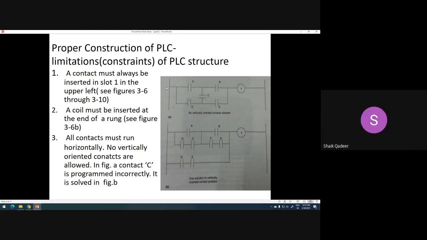Yes, sir. First rule. The second rule says that a coil must be inserted at the end of a rung.